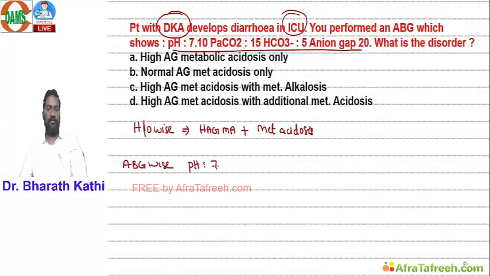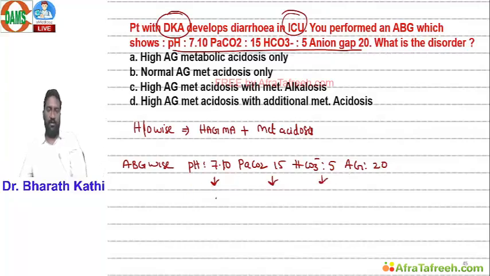pH 7.10, PaCO2 15, bicarbonate 5. Bicarbonate has extremely decreased, anion gap 20. Decreased.